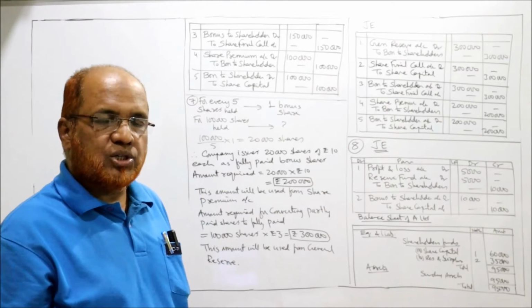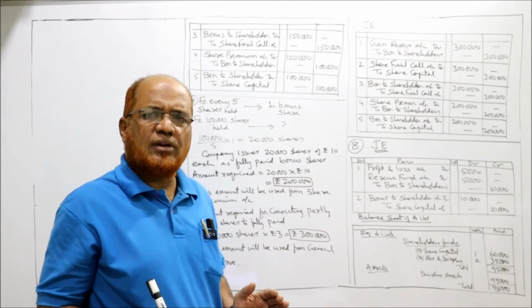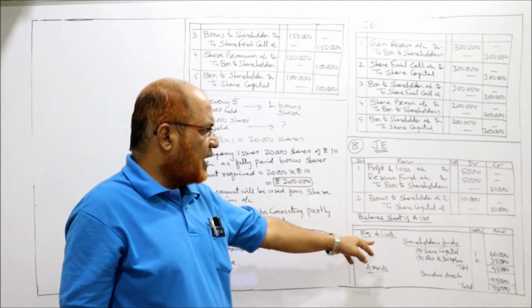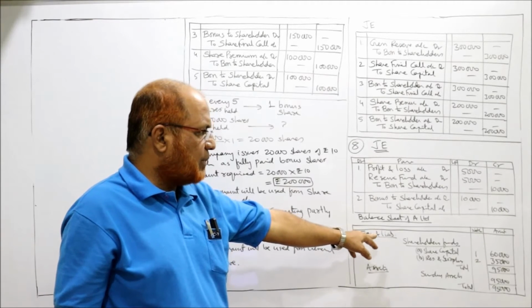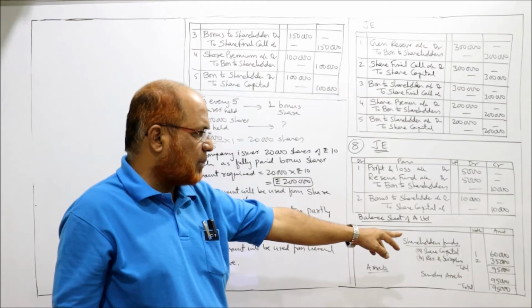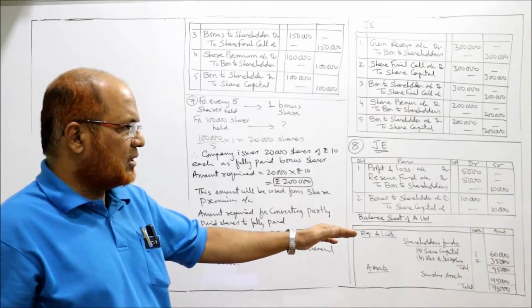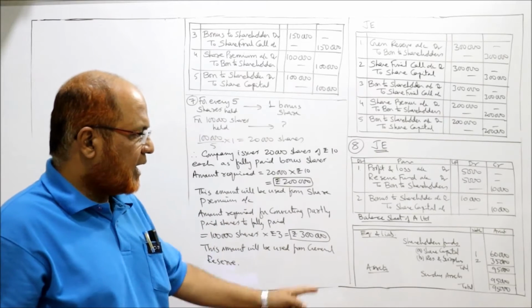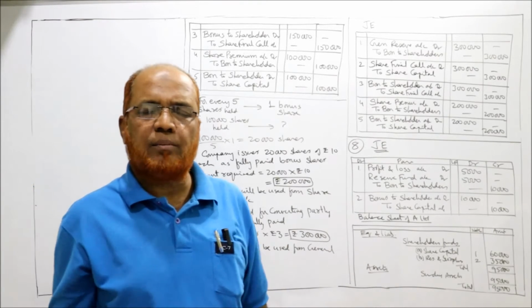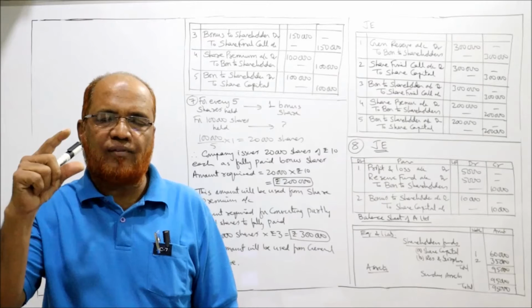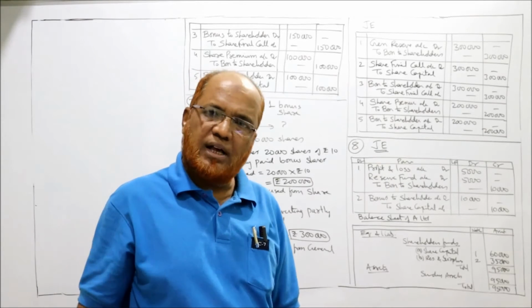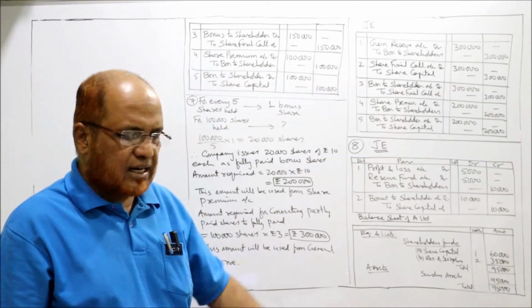Now we have to show the balance sheet. Only limited information we have in this problem. So what we have is equity and liabilities, shareholders fund, equity share capital, note 1, then reserves and surplus, note 2. 60,000, 35,000, total 95,000. And sundry assets. The problem does not give information about assets, and the total of liabilities will be equal to the total of assets. So we have taken it as sundry assets.